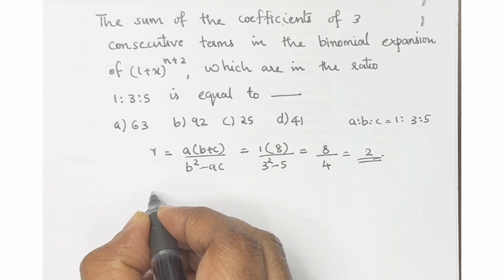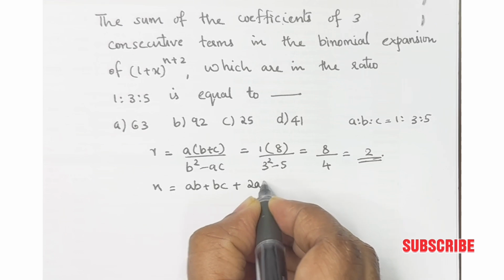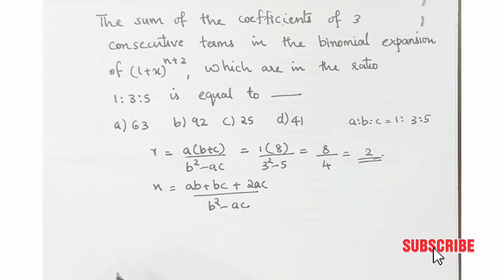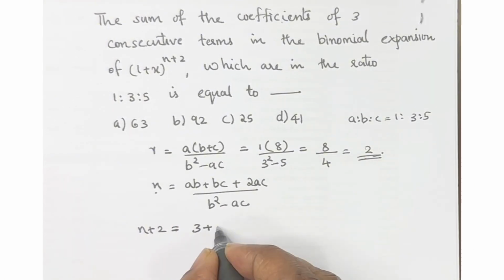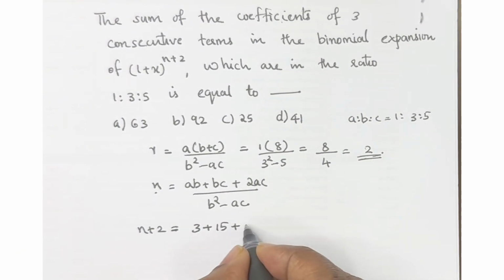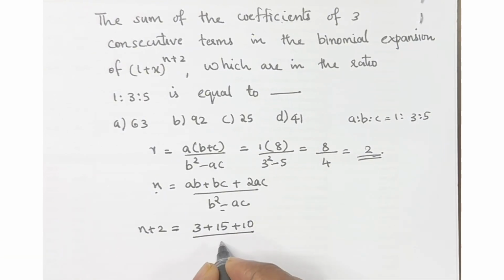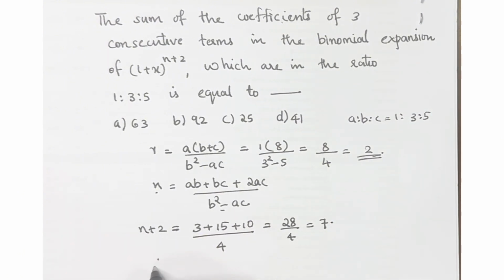Now calculate the value of n. The formula is n = (ab + bc + 2ac) / (b² - ac). Here in the question we can see the power is given as n + 2, so instead of n, take n + 2. That is n + 2 equals, here a into b is 1 into 3, that is 3, plus b into c, 3 fives are 15, plus 2ac, 5 twos are 10, whole divided by b² - ac, which we already got, that is 4. Now simplify this numerator: 28 divided by 4 is equal to 7. Therefore, n is equal to 5.